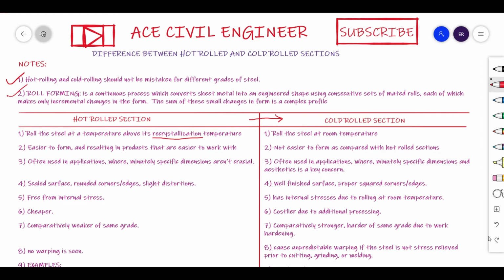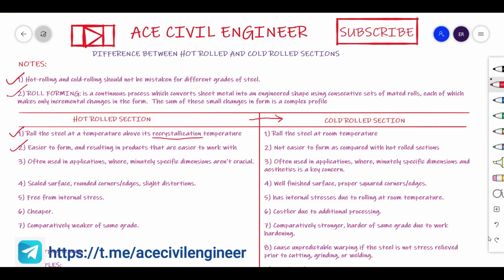Next, the second difference is that hot rolled sections are easier to form and result in products that are easier to work with. Whereas cold rolled sections are not that easy to form, because we need to perform some additional processing to attain them.